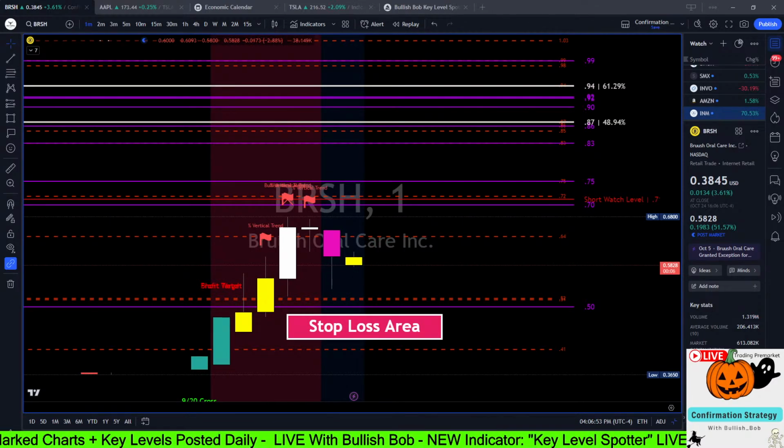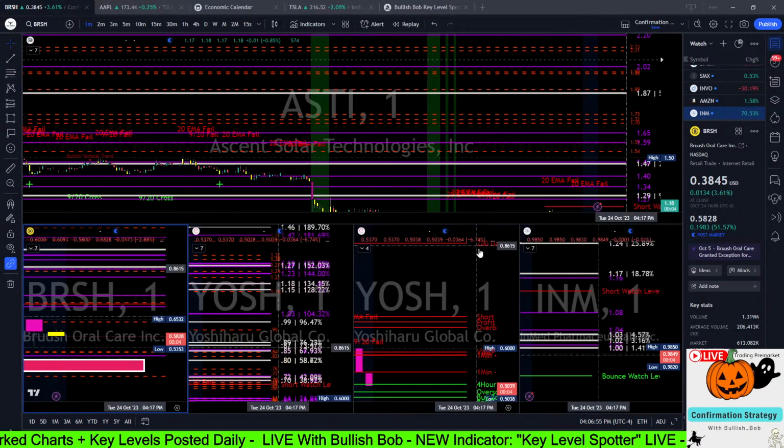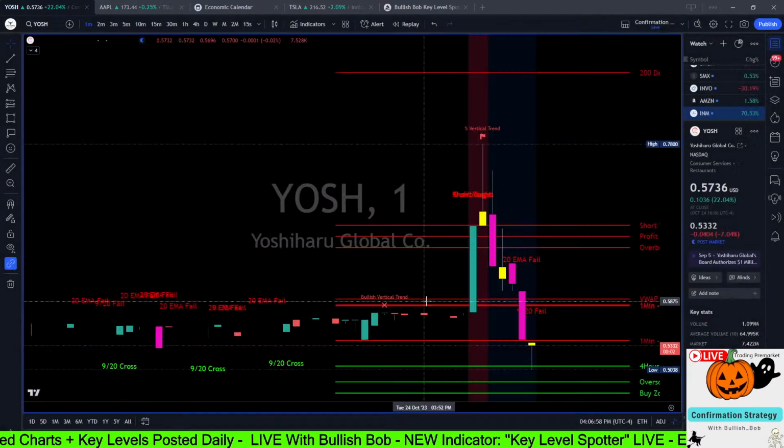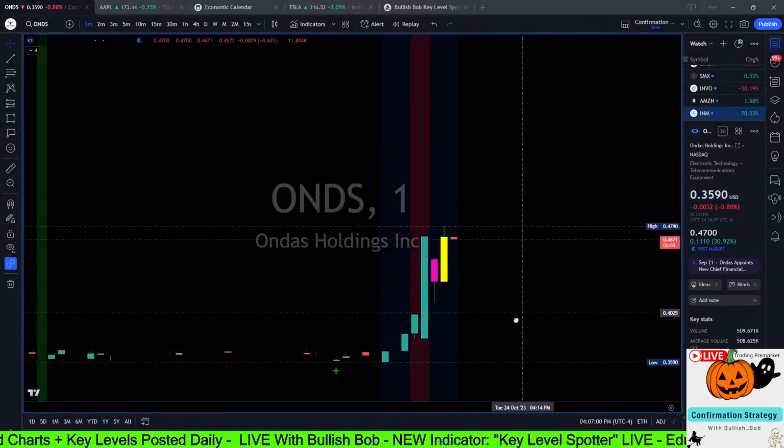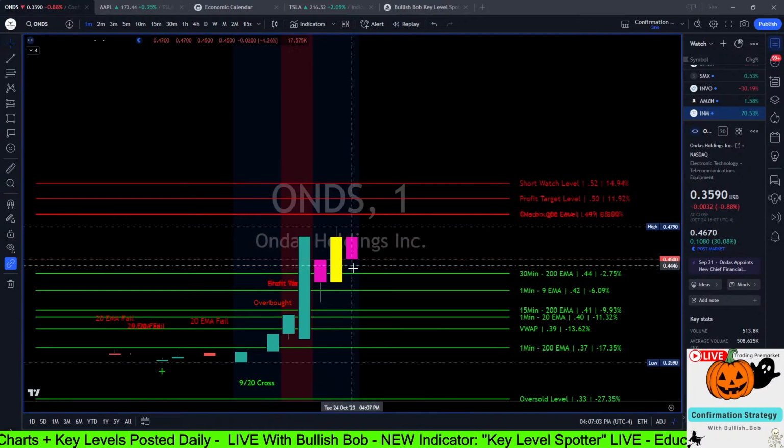on the scanners. I see ONDS, another cheapo. Another cheapo, ONDS, hitting the scanners as well. You can see a little bit of volume, yellow candle.